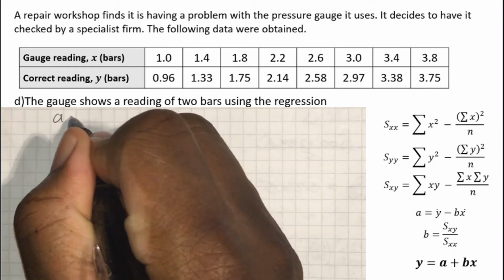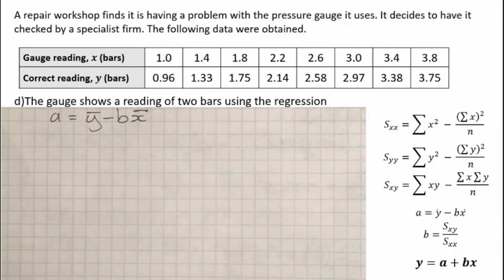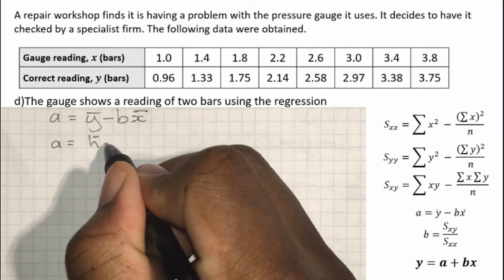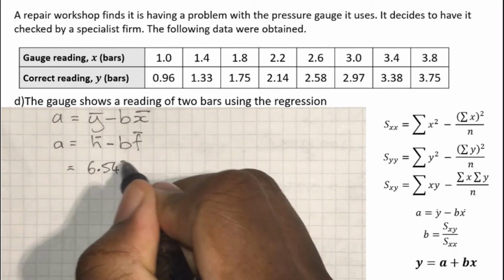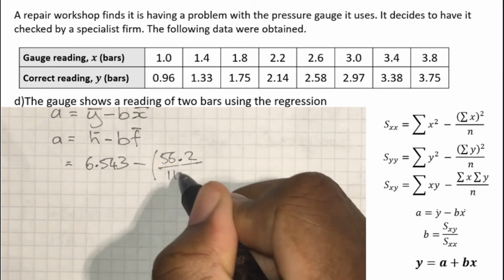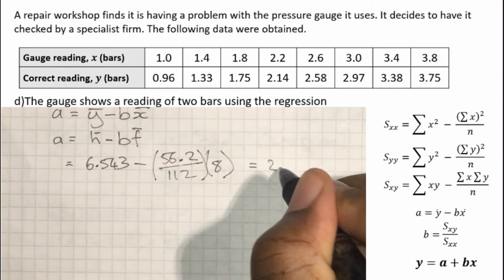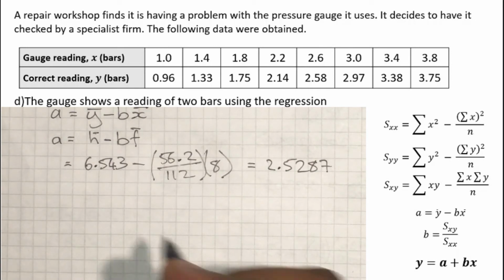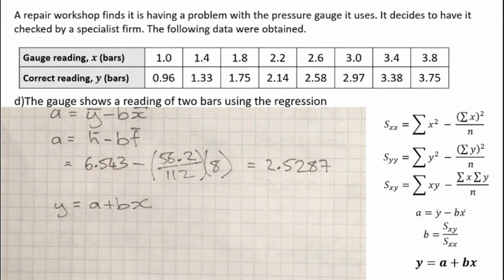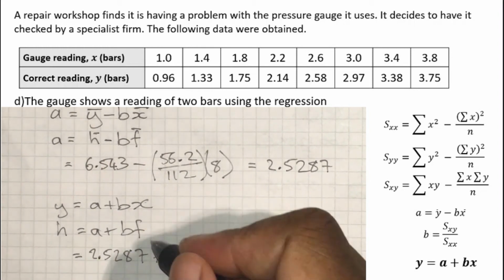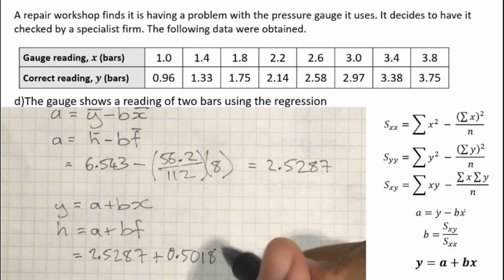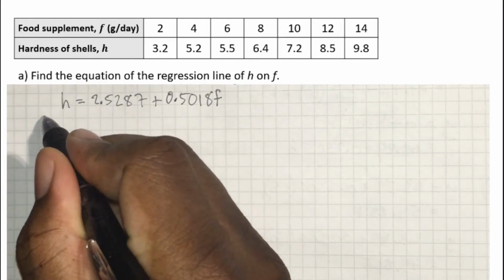So y bar is going to be h bar, and x bar translates to f bar. Substitute in those values, 2.5287. The equation of the regression line, just make sure we're using the correct variables. h equals a plus bf. We'll substitute the a value we found and substitute the b value that we found. So, the equation of the regression line.